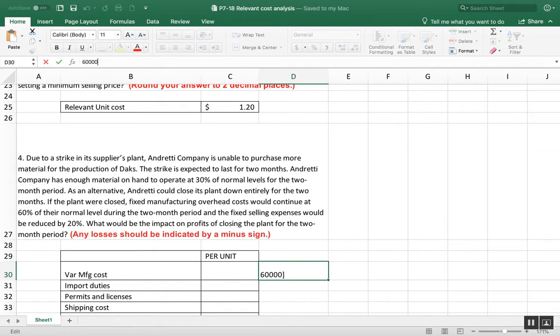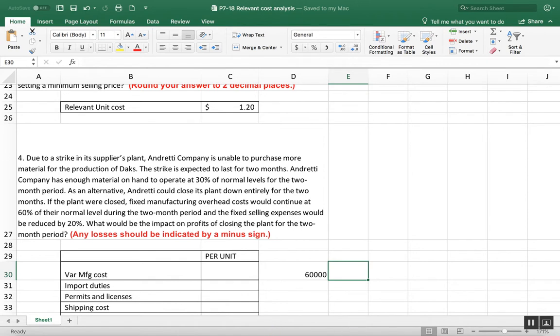Okay, and that's how many I normally sell. So they said that they could still produce 30% of those, but that's a per year figure, that 60,000. So what would it be for the 2 months? So basically I'm going to take the 60,000 and multiply that times the 30% that I'm still going to be able to operate at, but it's only for 2 months. So I'm going to multiply that by 2 over 12. Okay, so you can see that. I don't know why it's not appearing here, but I can't fight Excel.